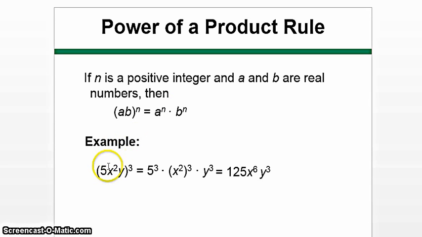Example: 5x squared y whole to the power 3 equals 5 to the power 3 times x squared whole to the power 3 times y cubed, which gives 5 cubed is 125. Here x squared whole to the power 3, these 2 and 3 will be multiplied, which gives x to the power 6 times y cubed.